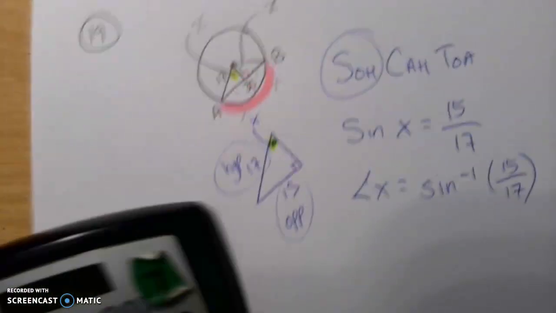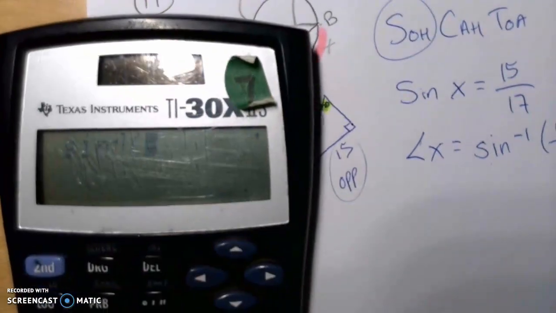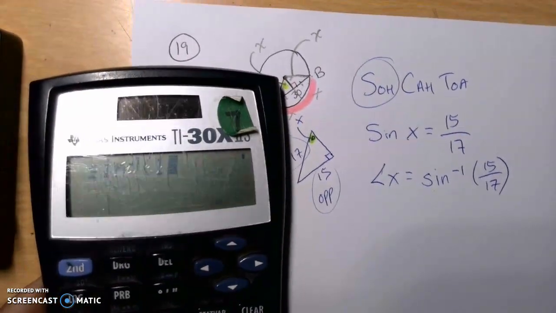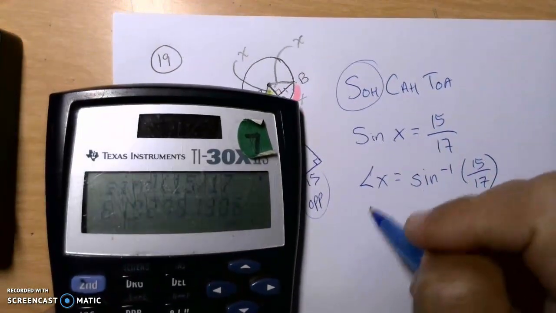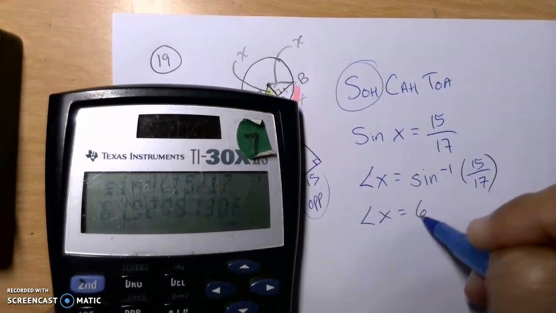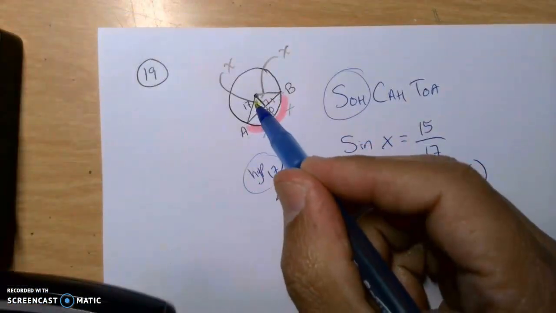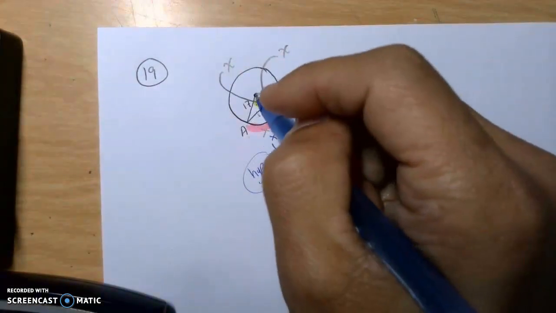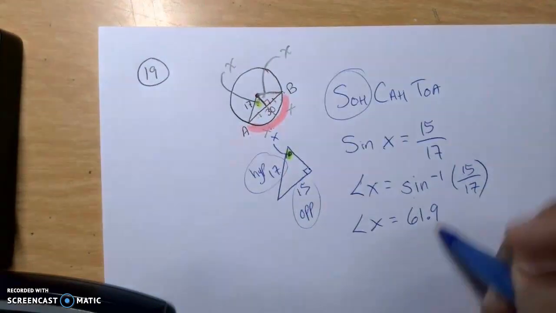And from here, I'm just going to use the calculator. Inverse sine, let me see if I can get it on the screen. 15 is the opposite, 17 is the hypotenuse. The angle x is 61.9. 61.9 in the middle, 61.9 over here. Together, that is the center angle, and the arc it hits is the same. So this is 61.9, this is 61.9.